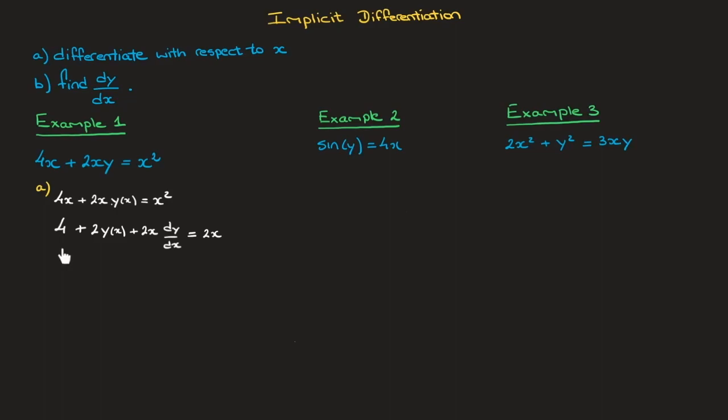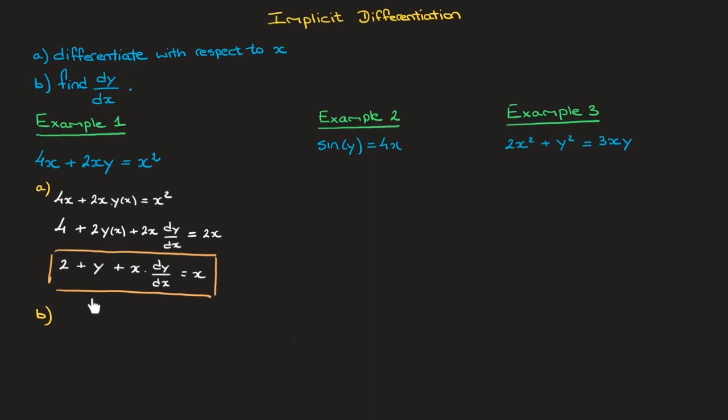Finally, noticing that every single term we see here has a common factor of 2, I can divide throughout by 2 and state my answer as 2 plus y plus x times dy dx equals x. And that's the first question answered. We've just differentiated this with respect to x. We move on to question B, in which we need to find the derivative dy dx.